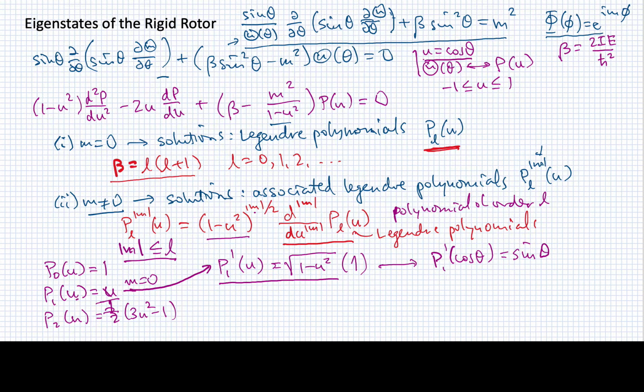1 minus cosine squared is sine squared. The square root gives us a sine. All right, for the associated Legendre polynomial with 0 up here, that's just the same as the regular Legendre polynomial. So it's just this. So that's just going to be equal to u, where in this case it would become cosine of theta.